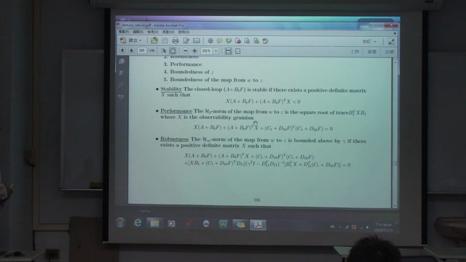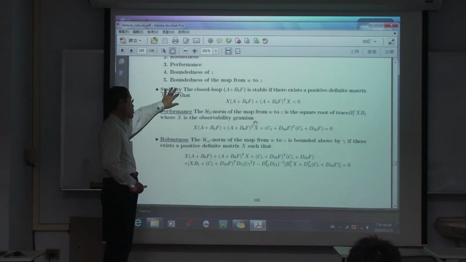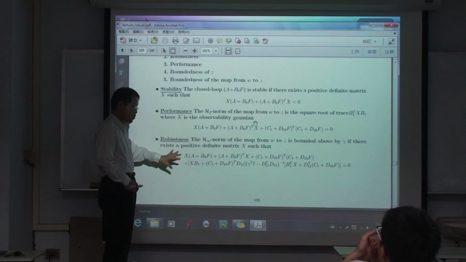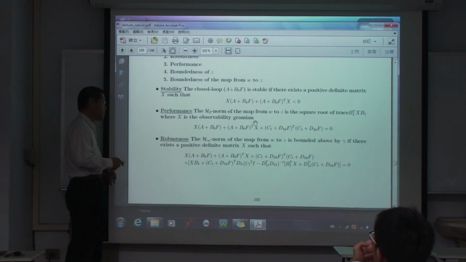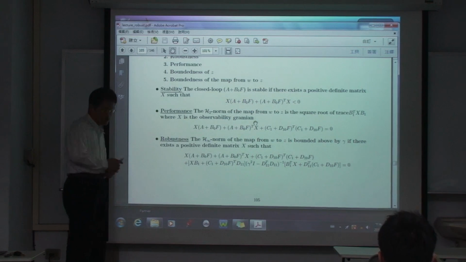So with this kind of understanding, we'll go to look at this equation, and then this equation, and finally this equation, and then see how you can solve for F based on this kind of requirement.